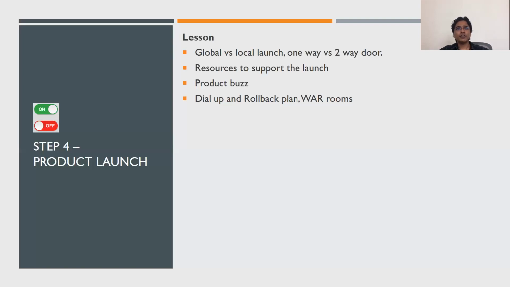And then the last tip is the dial-up plan and the rollback plan. Most of you would probably know about A/B testing, and how you would dial up a product to X percent of the traffic. Along with that, it's important to have a rollback plan. Things don't always go the right way. They can go south.